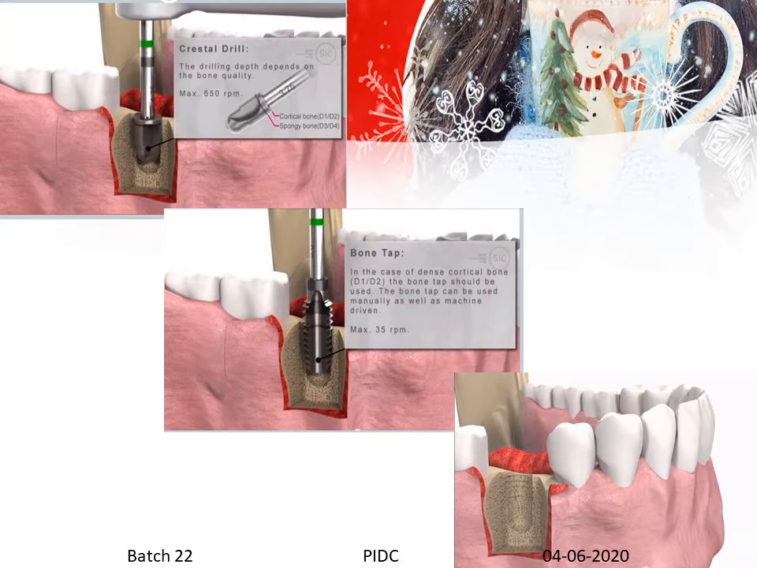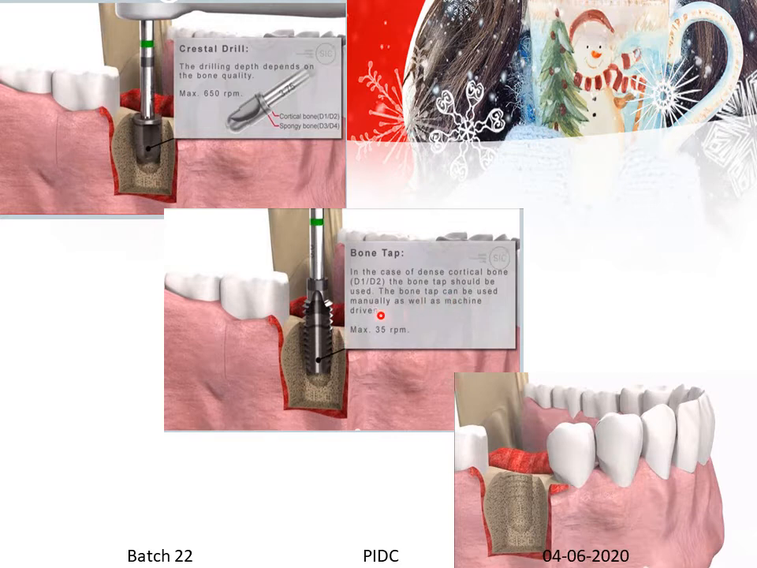Once you have achieved your desired depth as well as your height, you are going to go in for something called a crestal drill. This drill depends on the bone quality. You are going to form the crest, that is, the upper part alone is being drilled with the help of this crestal drill, followed by bone tapping. Bone tapping helps in producing little threads on the bone surface, mainly to facilitate adaptation of the implant, which also has threads on it.